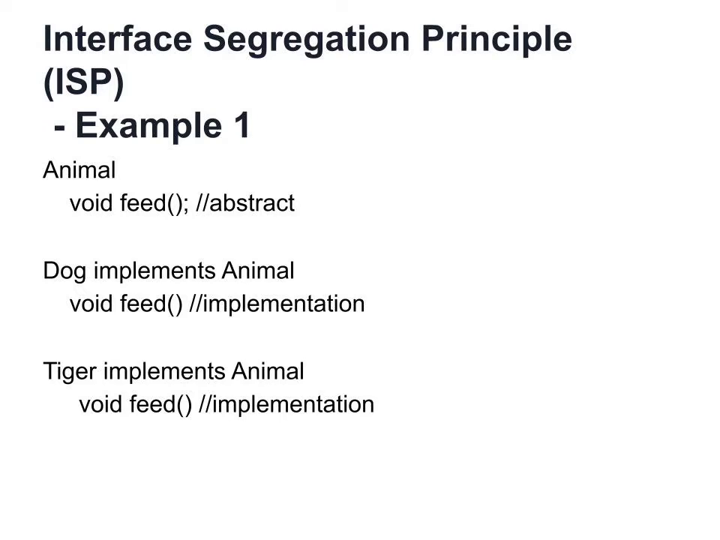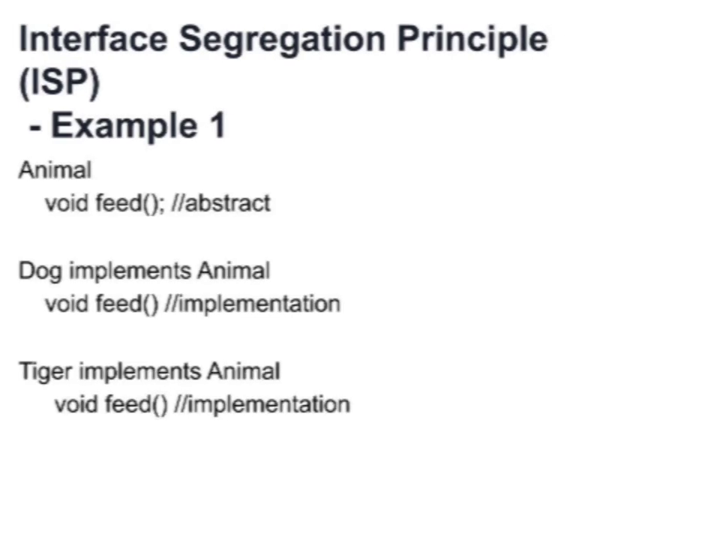What would happen if I add the groom method to the animal interface? The dog and the tiger both need to implement the groom method. Groom is something which would only be applicable to a domestic animal. So I can groom a dog, but for a tiger I am providing a dummy implementation just to keep the compiler happy. Is that a good implementation?